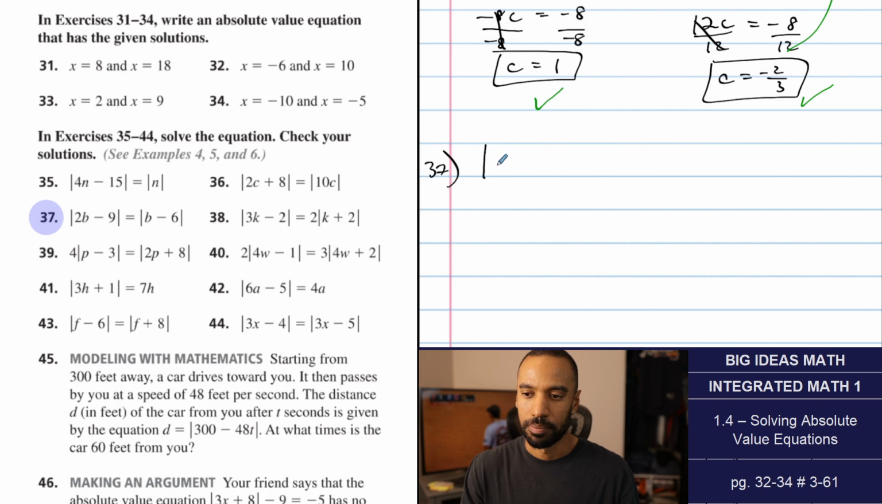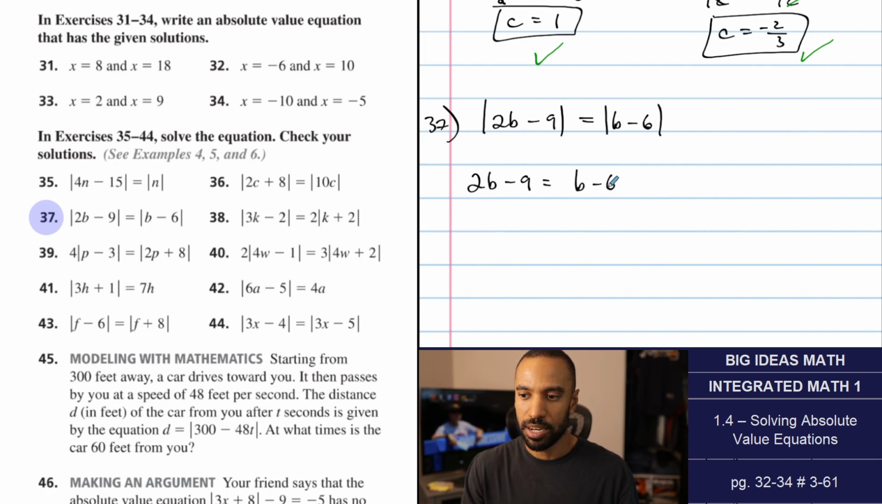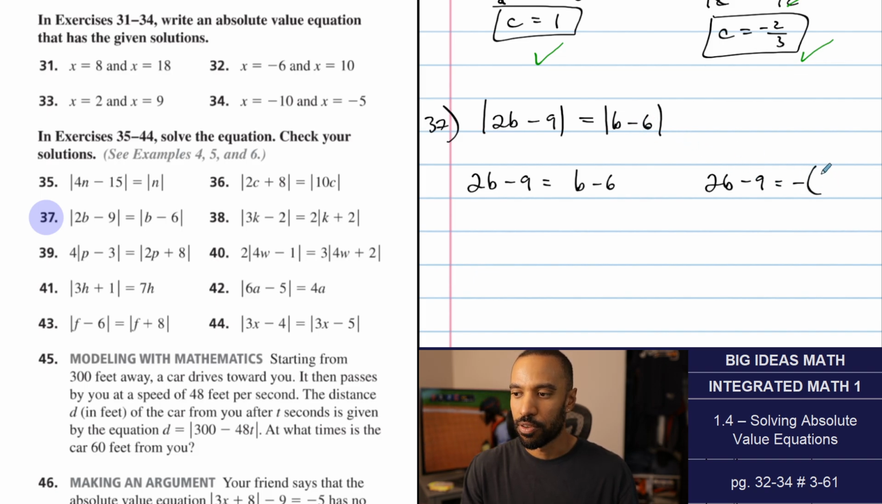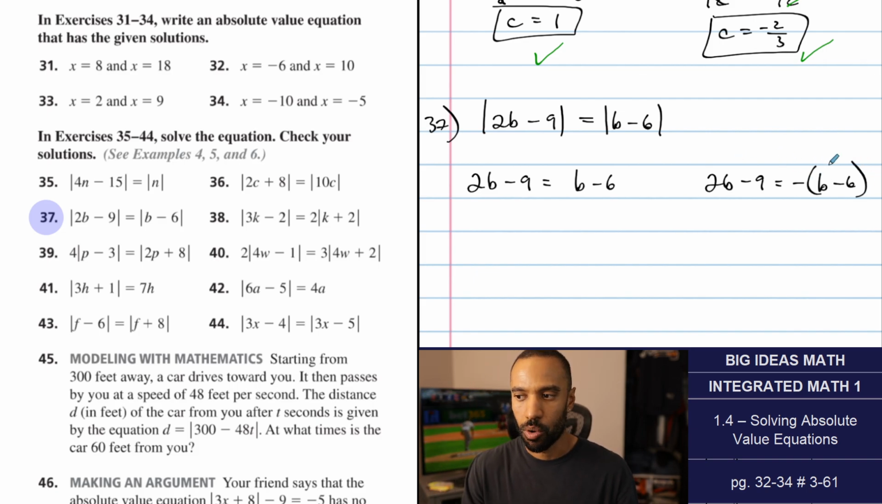All right, number 37. Absolute value of 2b minus 9 equals absolute value of b minus 6. So this one, when we write the two things, 2b minus 9 either equals positive b minus 6 or 2b minus 9 equals negative b minus 6. This negative has to be for the quantity b minus 6. Remember, b minus 6 is a number and we take its negative.